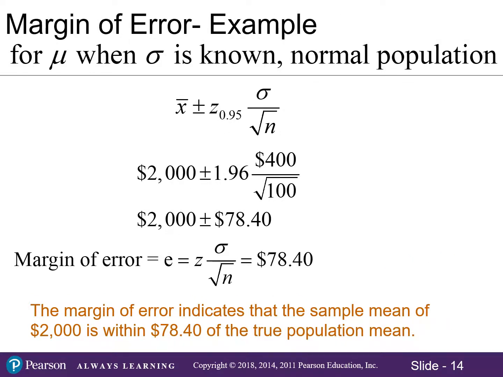Alrighty, so there's one part of this structure that we haven't talked a whole lot about, and that's the margin of error. It's how far you're going in each direction, this guy right here. So the margin of error is simply your critical value times your spread that you're using for any confidence interval. And in this case, it indicates that your sample mean is possibly within $78.40 of the population mean.